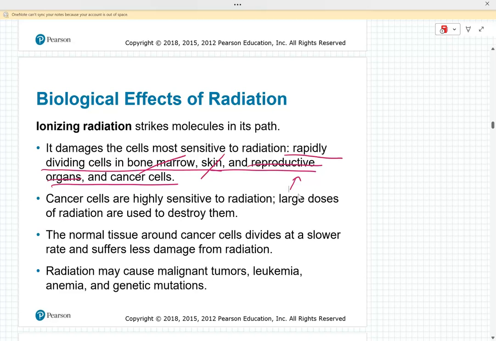But the advantage is that cancer cells divide super fast as well. So this is why we can use radiation to destroy cancer cells. Does that make sense? Clear? Now, we do damage. When there's a radiation treatment of a tumor, it does damage the surrounding tissues.